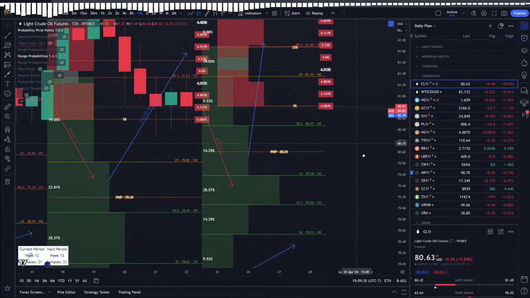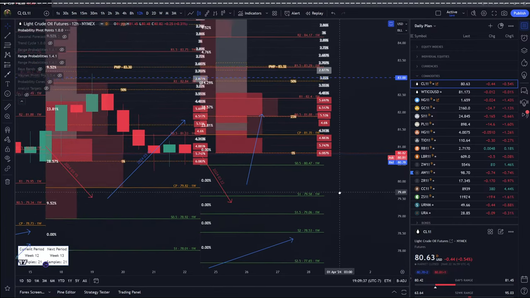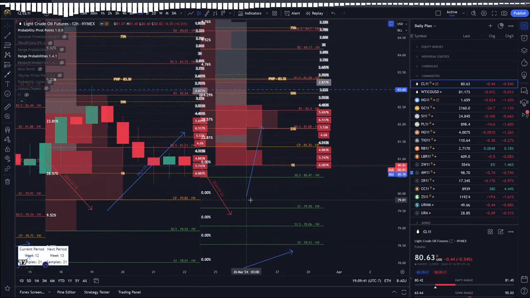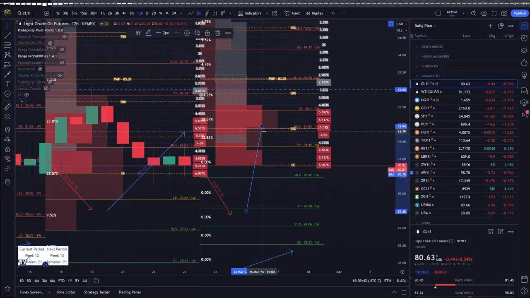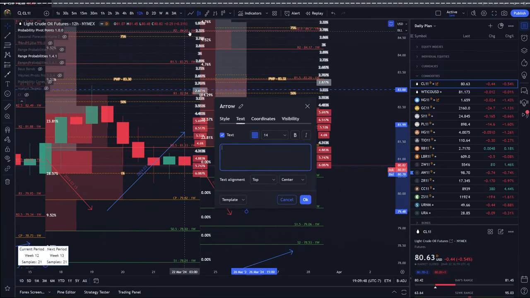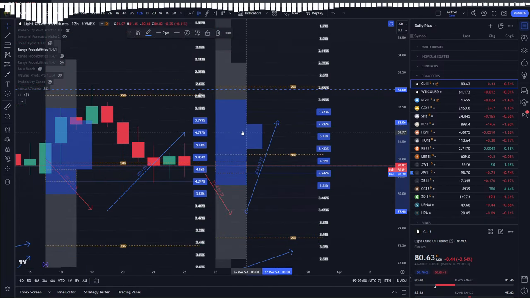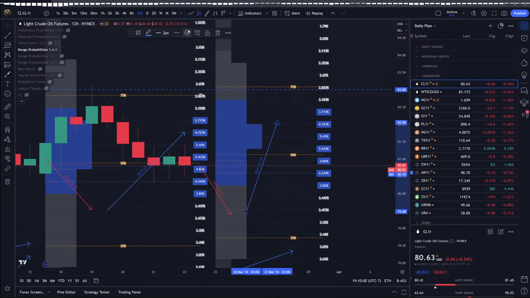Let's go ahead and set our high expectation here. I'll have to go with that. And then maybe into the close. So, I have to actually update the color on that thing, green.